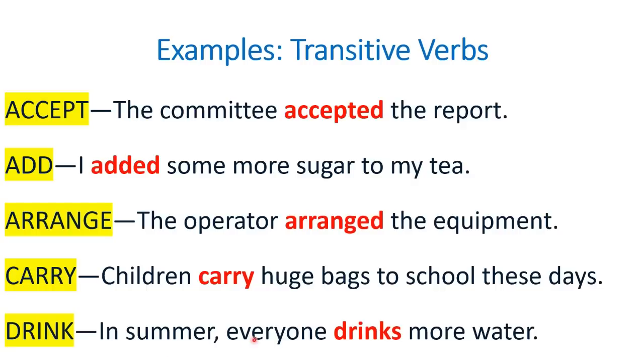Drink. In summer, everyone drinks more water. So everyone is the subject, drinks is a transitive verb, and water is the object. More is a part of water because it is a description. It is an adjective of quantity.